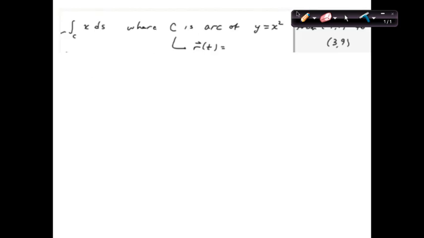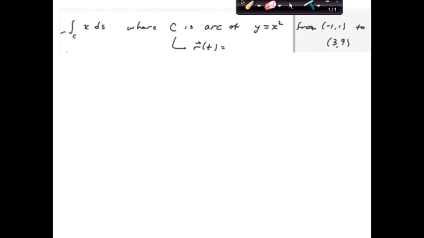Okay, so we'll just do this kind of easy example. We want to find the line integral of x ds, where c is the arc of y equals x squared, from negative 1, 1 to 3, 9. So let's draw that, first of all, in the xy plane, from negative 1, 1 to 3, 9. So that's our C.